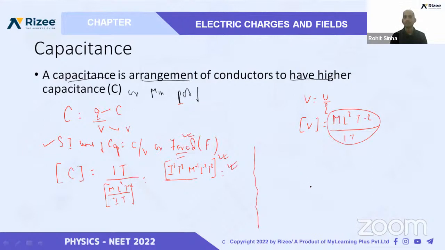Now one more thing, you know milli suffix means 10 to the power minus 3, micro is 10 to the power minus 6, and nano. This will be frequently used here. Okay, now let us move further.